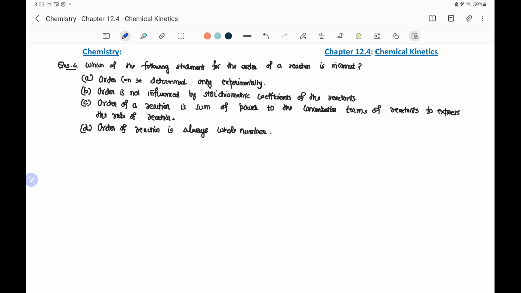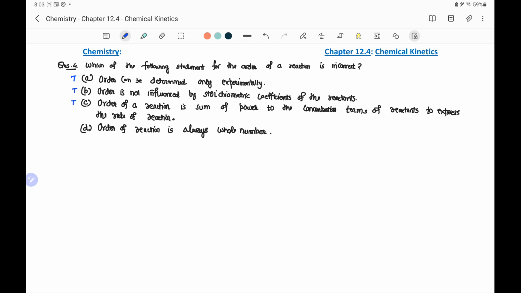Next question is, which of the following statements for the order of reaction is incorrect? This is a factual question. First option is order can be determined only experimentally. It is true. Second is order is not influenced by the stoichiometric coefficient of the reactants. It is also true. Order of reaction is the sum of the powers of the concentration terms of the reactants to express the rate of reaction. It is also a true statement.